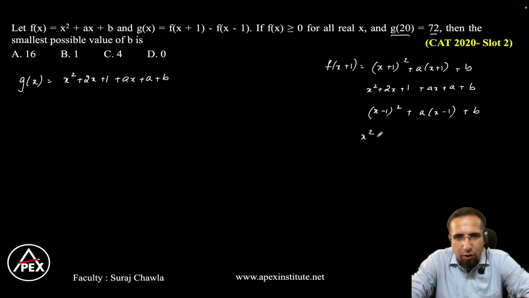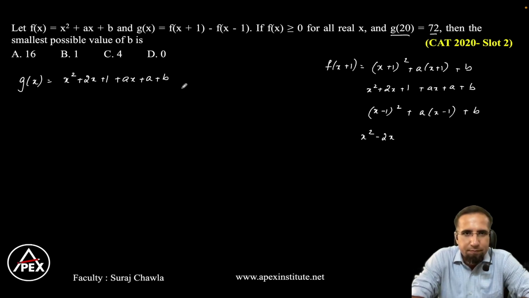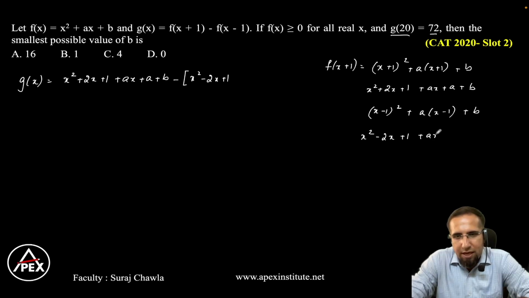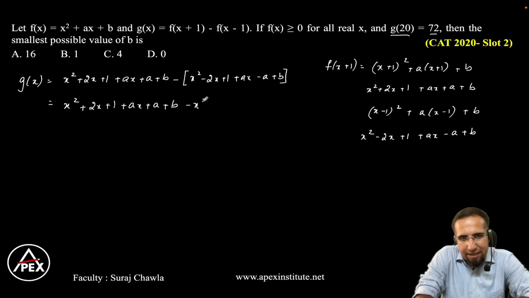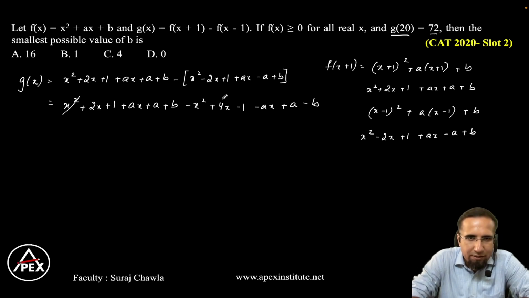So this eventually gives us x square minus 2x plus 1 plus ax minus a plus b. Let's calculate g of x first. Okay. So this is x square plus 2x plus 1 plus ax plus a plus b minus, x square minus 2x plus 1 plus ax minus a plus b. So what all gets cancelled? X square gets cancelled.